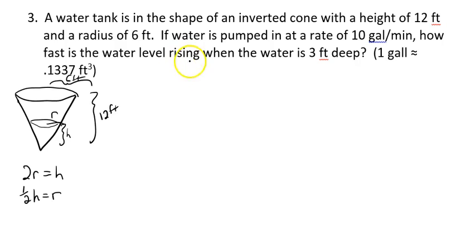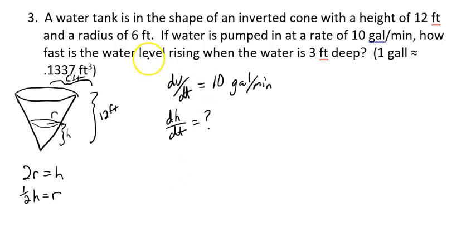Okay, then I'm going to write down all my givens. The first thing is that 10 gallons per minute. That is gallons per minute. That is volume. So change in volume over time, dV dt, would be 10 gallons per minute. The next, how fast, so the rate, is the water level rising. The water level rising, they're talking about that height. So we're trying to find dH dt.